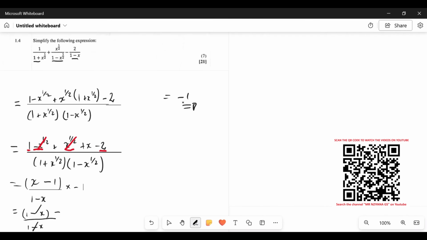Guys, this question 1 was not an easy question. It was so tricky. I don't know why they made it to be like this, but it is. So I hope you guys managed to understand this.